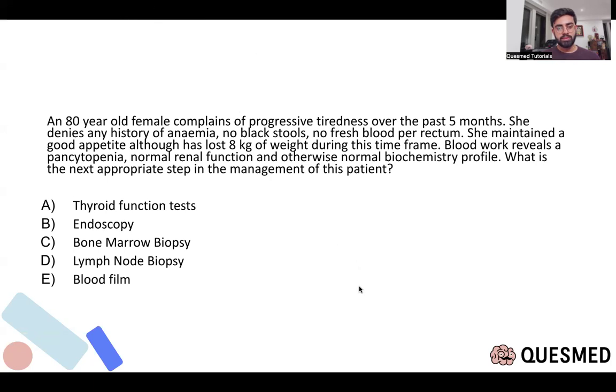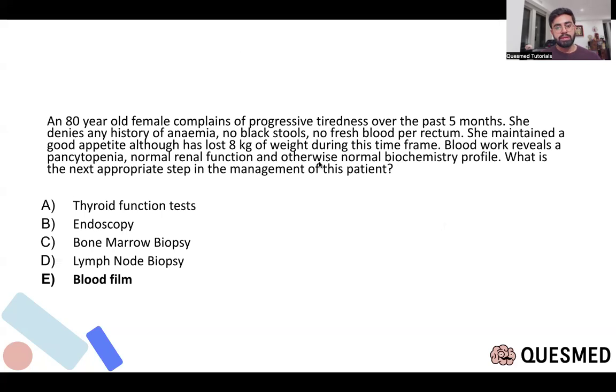Okay, so we have a bit of a spread between the answers here. What we have here is a patient complaining of various signs and symptoms which are suggestive of a pancytopenia. And it's interesting that we have a split between C and E here: bone marrow biopsy and a blood film.